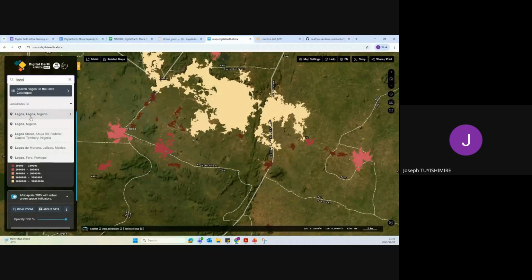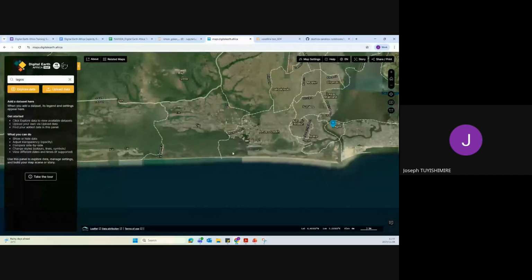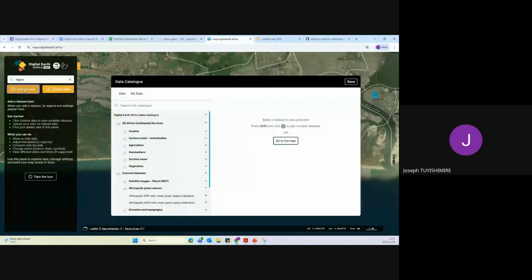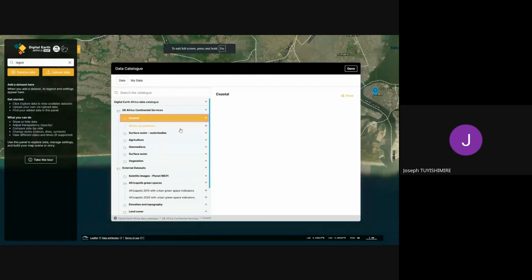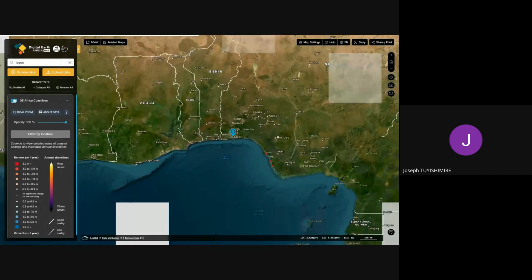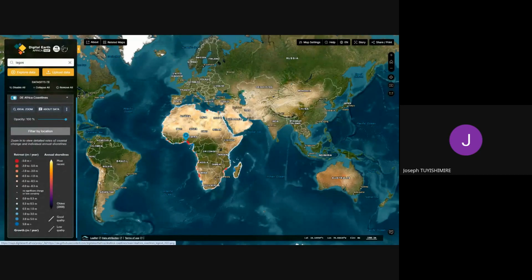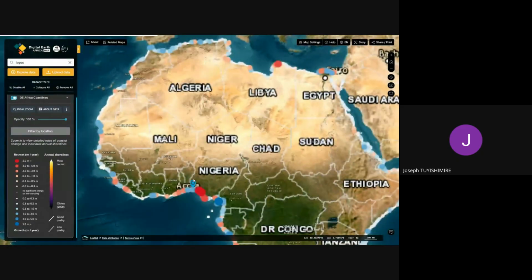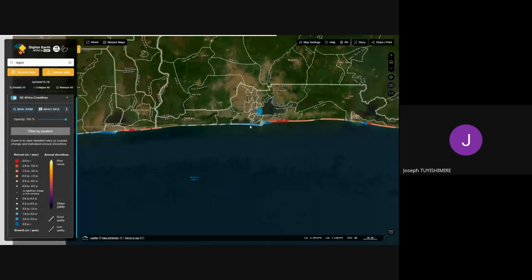once again, if we try to zoom around, we can go to the Explorer, and you can go to the Africa Coastlines, and this will give us a continental scale product that's showing the trend on the African coast where we have erosion or accretion, and then we can zoom to any area around Nigeria.